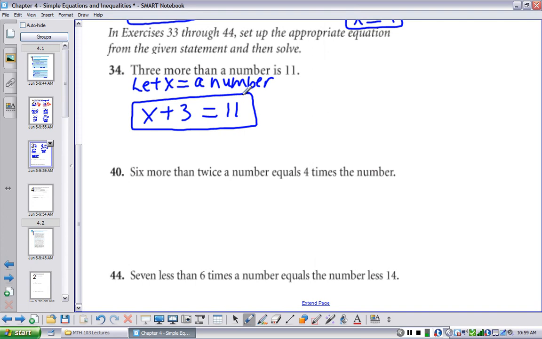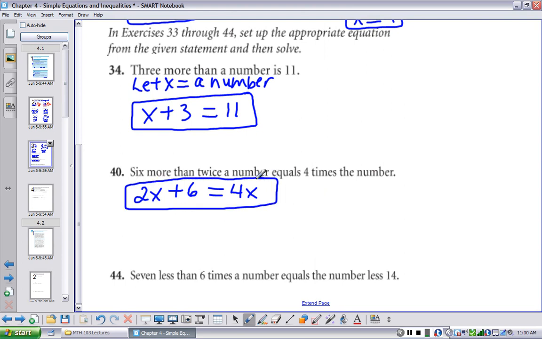Number 40 says 6 more than twice a number. So for all these problems, this number that we're going to talk about, we're going to let x be this number. 6 more than twice a number. So we have twice a number is 2x plus 6 equals 4 times the number, so 4 times x. 2x plus 6 equals 4x.